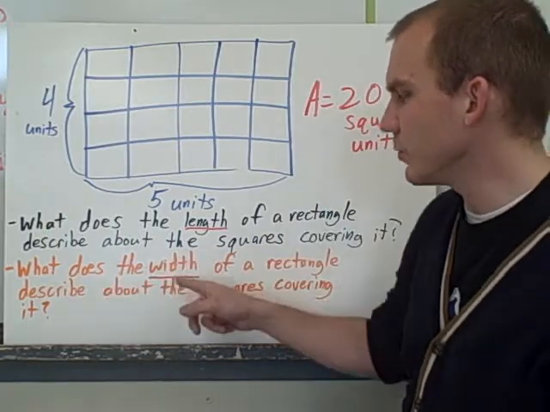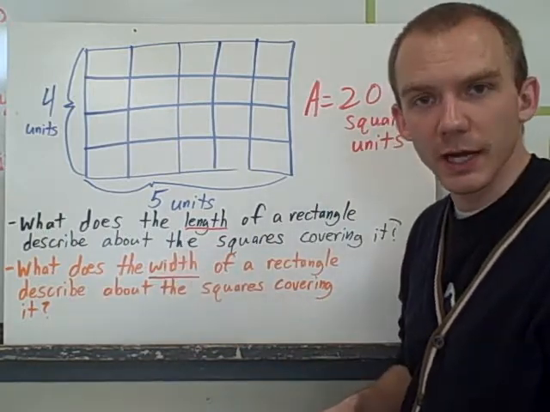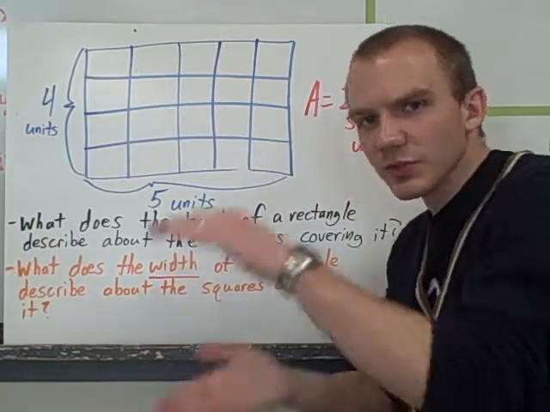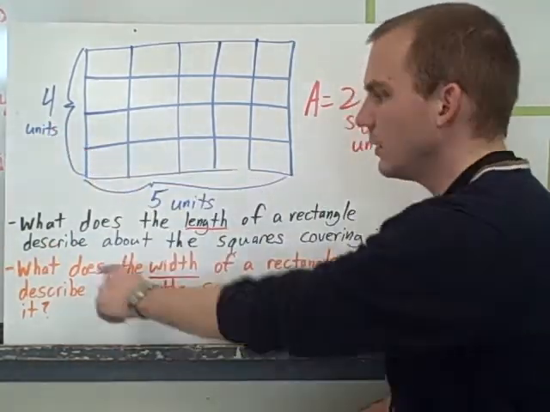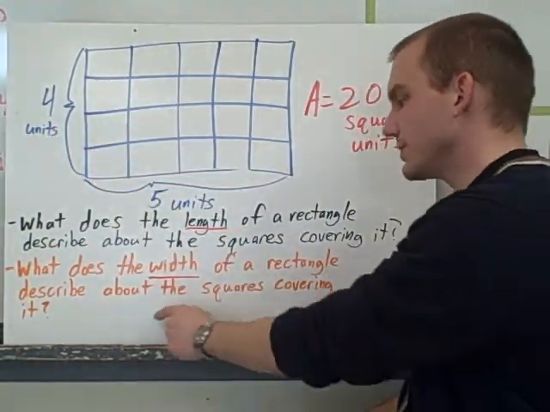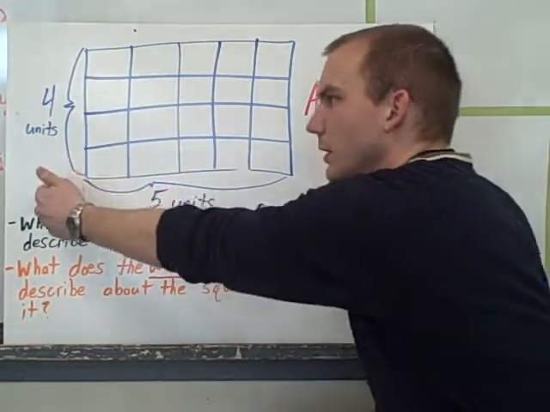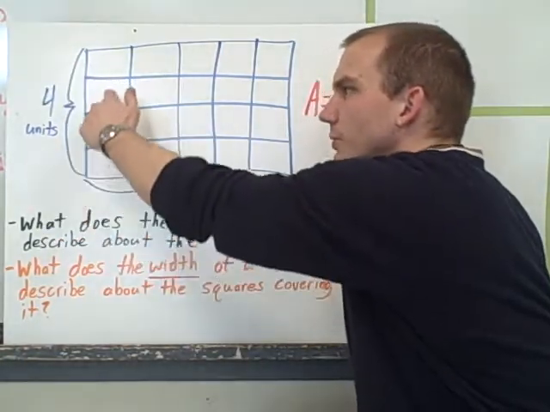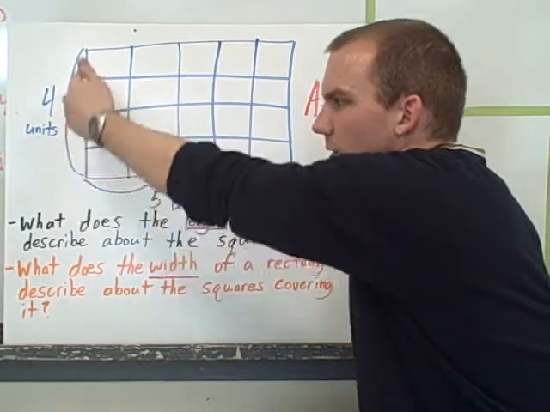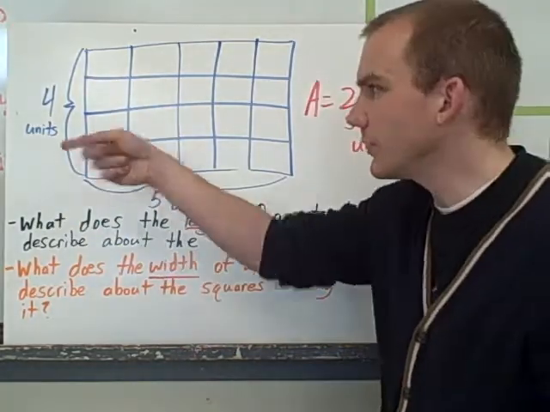And the same thing, what does the width, or the shorter side, tell us? Length is your longer side, width is your shorter side, 4. What does the width of a rectangle describe about the squares covering it? 1, 2, 3, 4 squares are covering the width of this rectangle, which is also 4 units long.